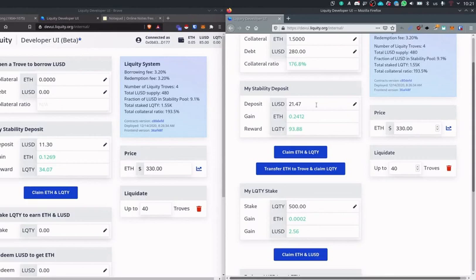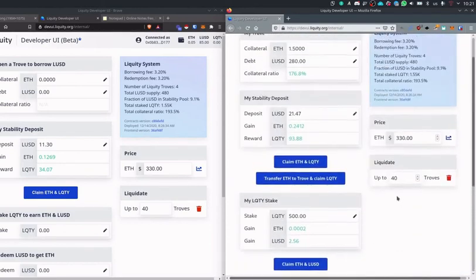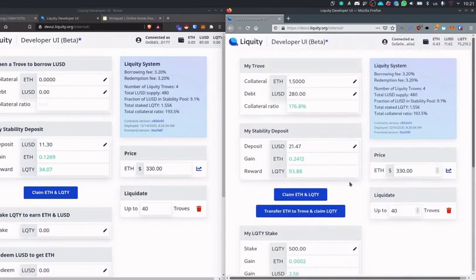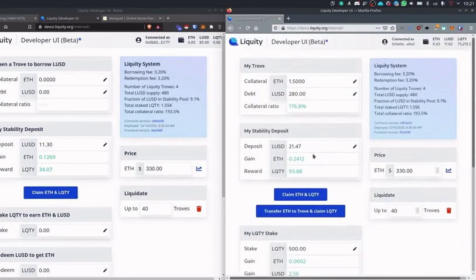And when the live system is deployed, liquidations will most likely be done by bots. So all liquidations should happen very close to 110%. So the gains should be around 10% for stability depositors in the live system. So that pretty much concludes the presentation.